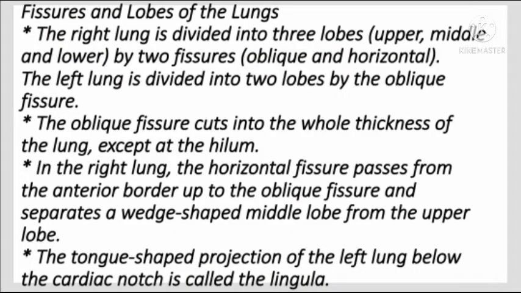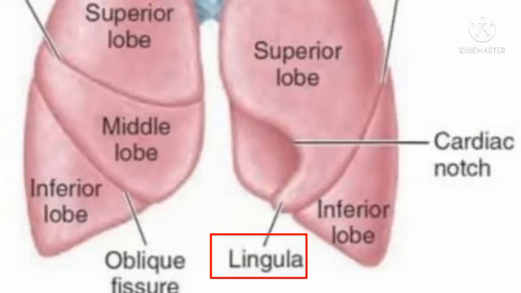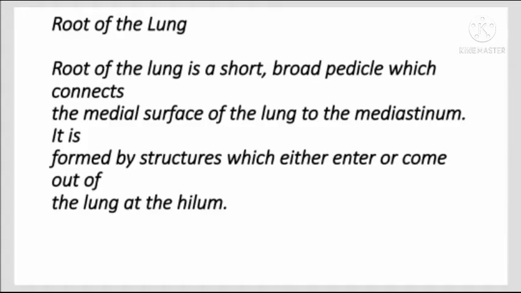The oblique fissure cuts into the whole thickness of the lung except at the hilum. In the right lung, the horizontal fissure passes from the anterior border up to the oblique fissure and separates a wedge-shaped middle lobe from the upper lobe. The tongue-shaped projection of the left lung below the cardiac notch is called the lingula. This is the lingula.